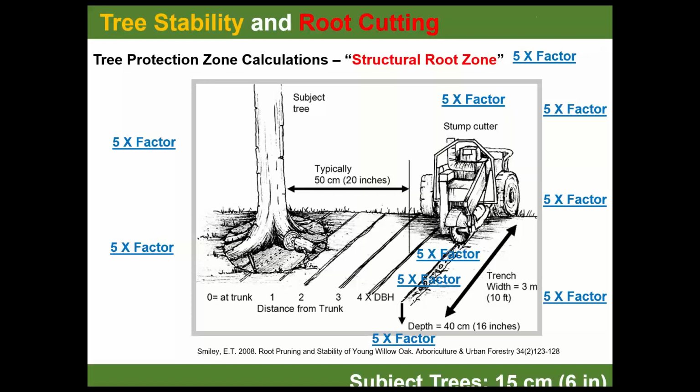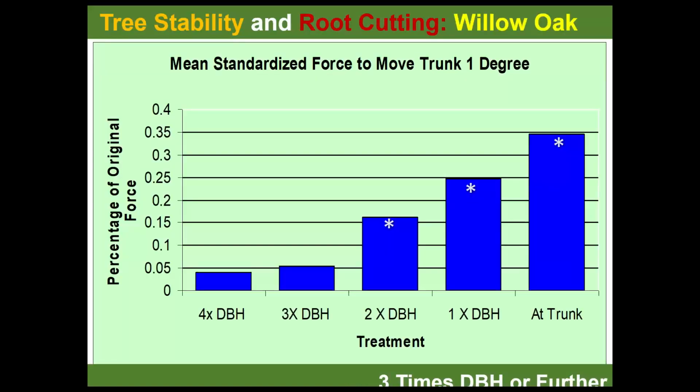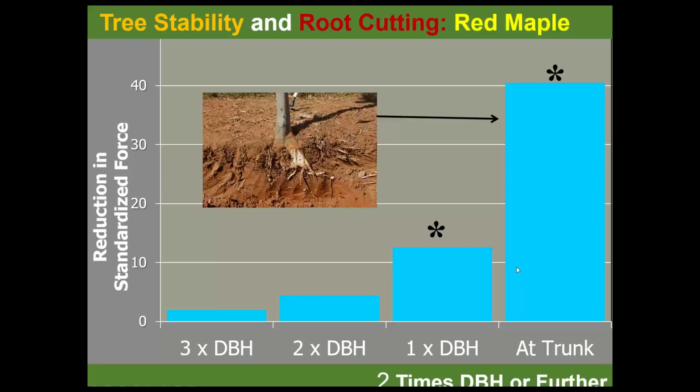And so 5x. Now here's a study with willow oak, which is also a tree with a root system that's quite fibrous, and the roots are relatively closer to the surface than another species I'll talk about in a little bit, Pinus. But if you look at the force, in this case, Dr. Tom Smiley, they were able to get within 2x before statistically they had less force needed to topple the trees. In this case, the measurement they're using is 1 degree of leaning. We can look at another species, red maple.